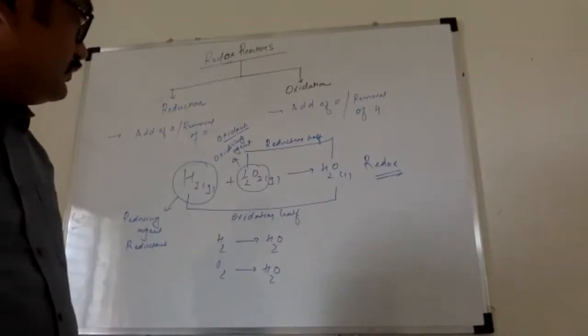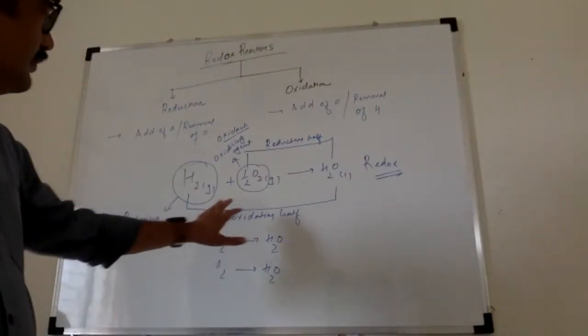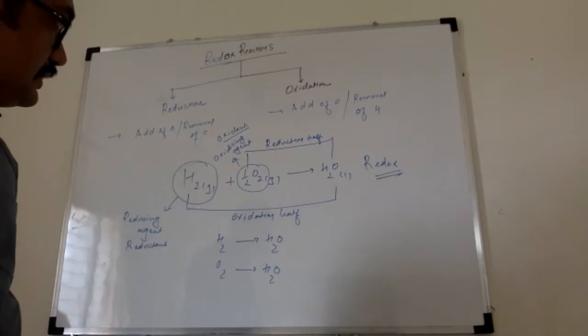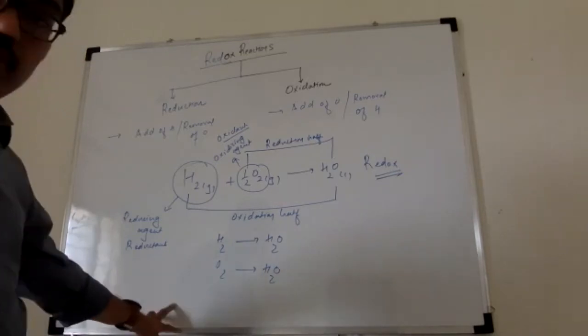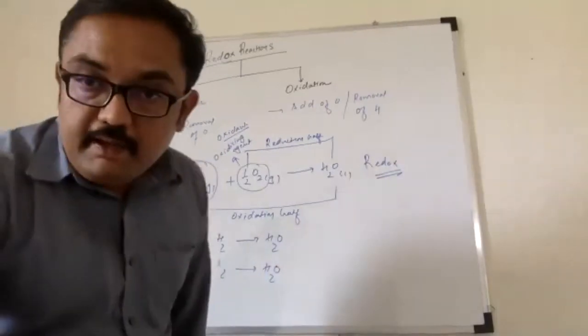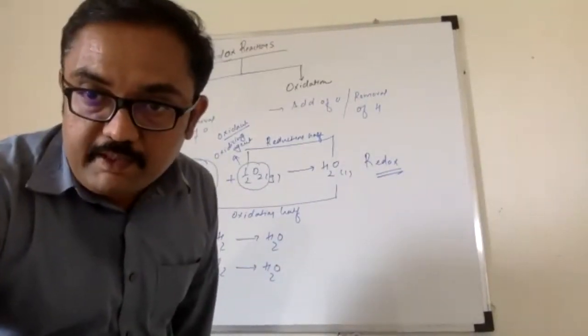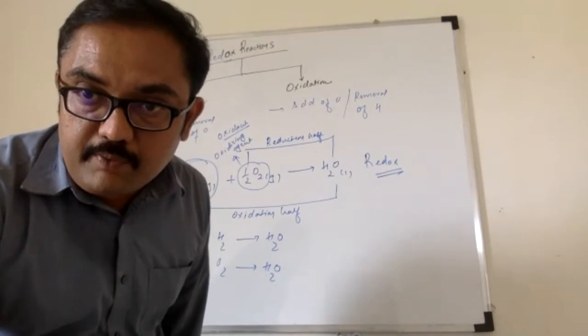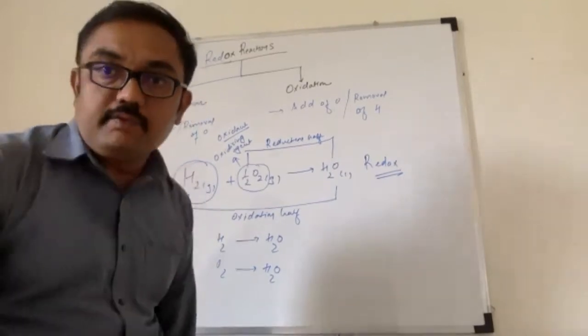So I have given one example where you can apply this transfer of hydrogen and oxygen to find the oxidation half and reduction half. So let me unmute you people for some time so you can ask any doubt you have. You can ask your doubt by texting also.